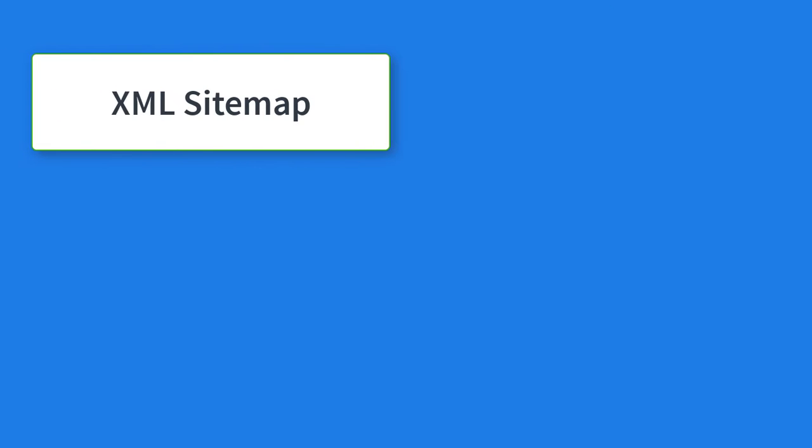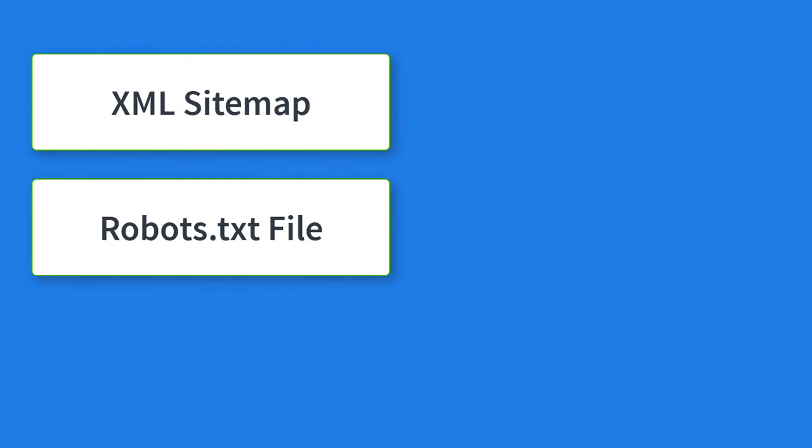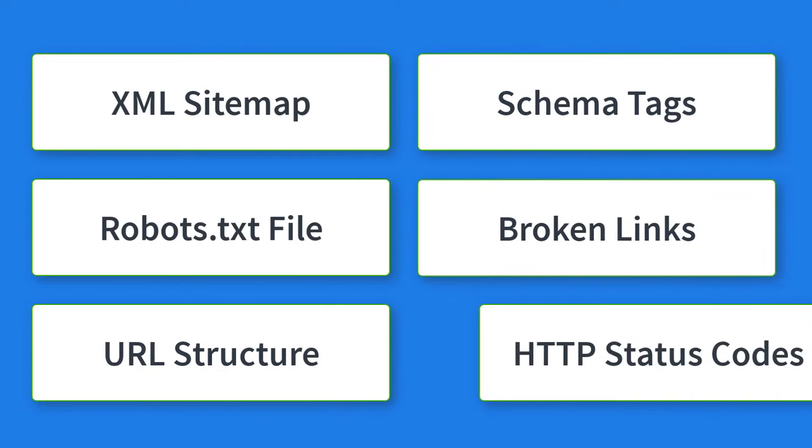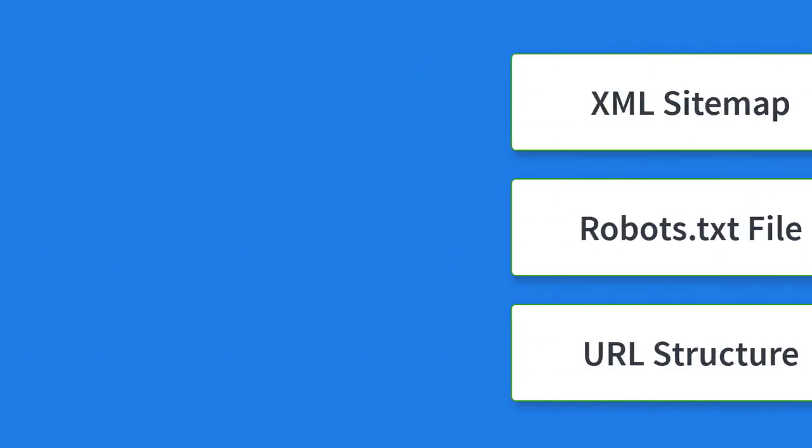Okay, next are all the technical aspects of SEO. So there's a whole slew of technical SEO aspects that are worth your attention. Some of the main ones include an XML sitemap, robots.txt file, the URL structure, schema tags, broken links, and HTTP status codes. A good tool to use for many of those technical aspects is the Google Search Console.